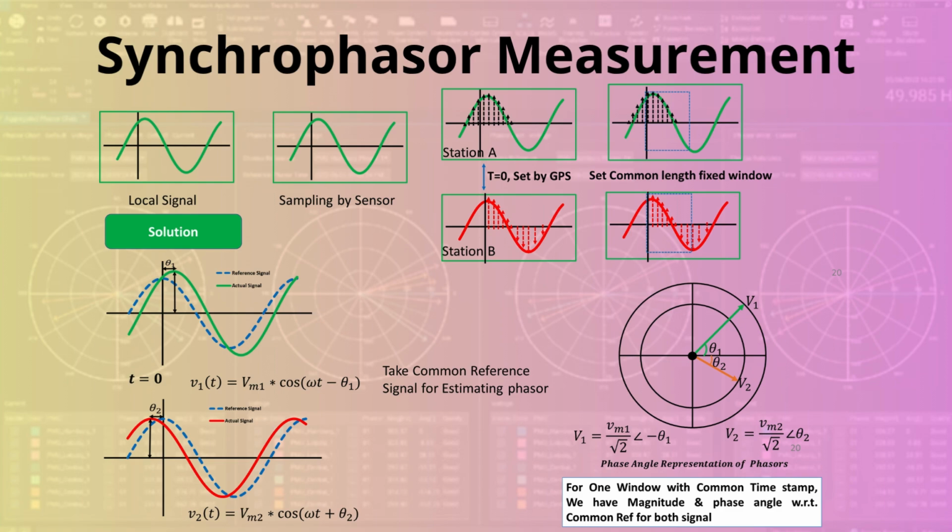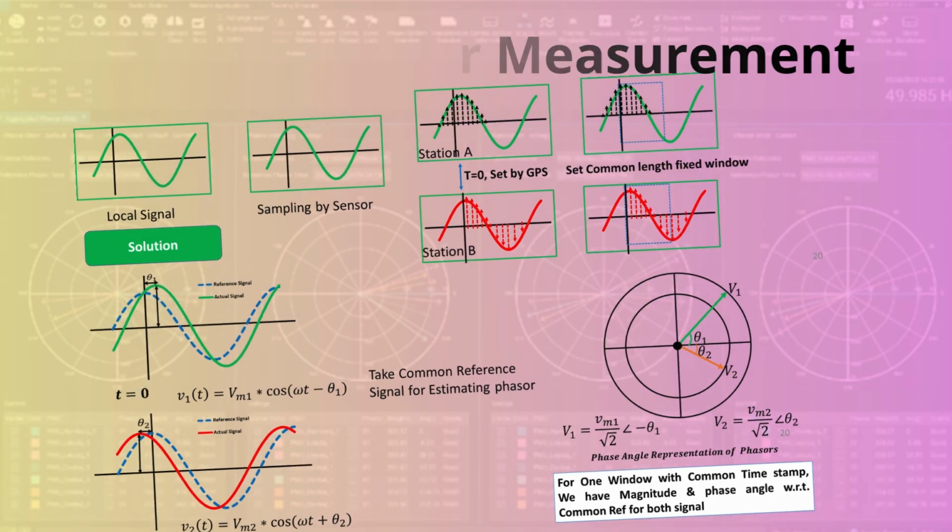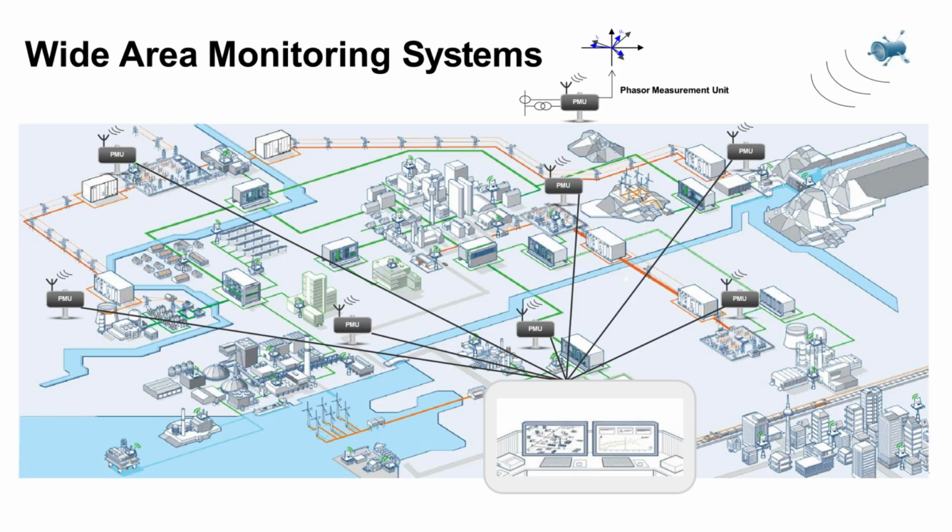Then, by processing those perfectly synchronized samples, they can calculate the phasor representation, the magnitude, and, critically, the angle, all relative to that common GPS time reference. And that is the magic behind synchrophasor technology, PMUs. That's it, precisely. Synchrophasors, or phasor measurement units, PMUs, are the devices that do this. They form the backbone of wide area monitoring systems, or WAMS.